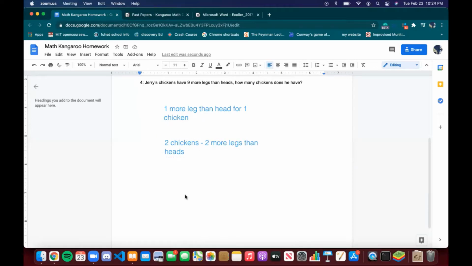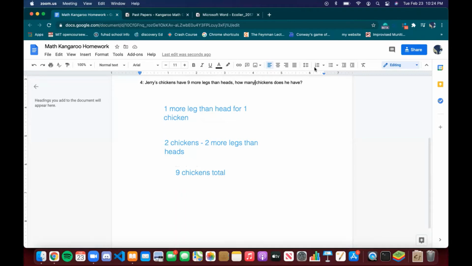So the pattern emerges that the number of legs more than heads is equal to the number of chickens total. So if you have 9 more legs than heads, then you have 9 chickens total, which is the answer for problem 4.